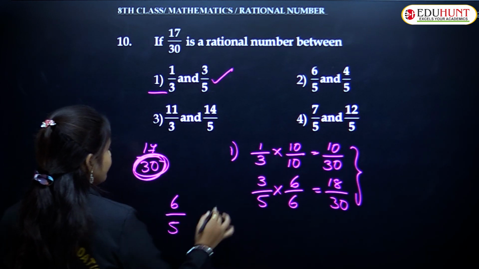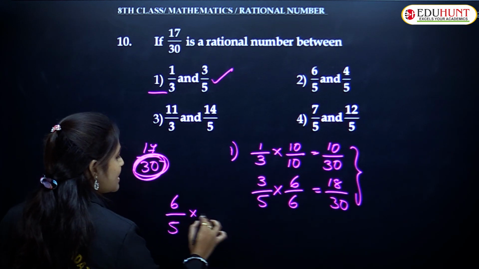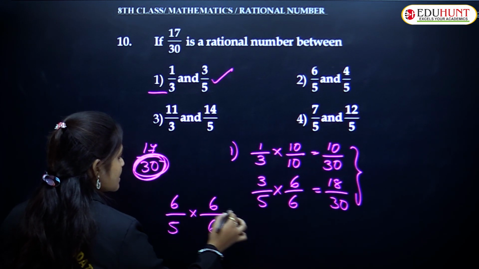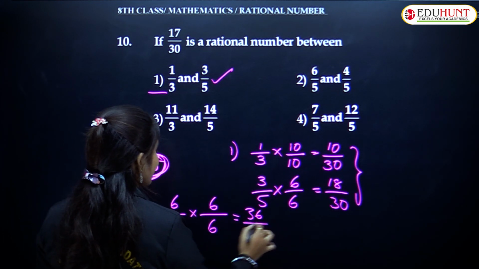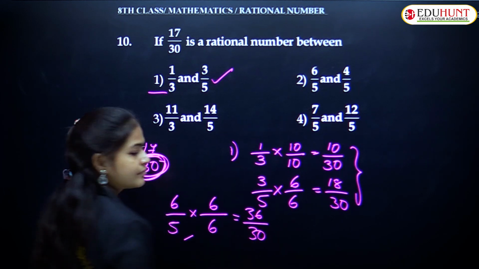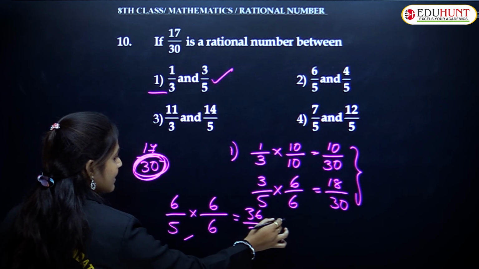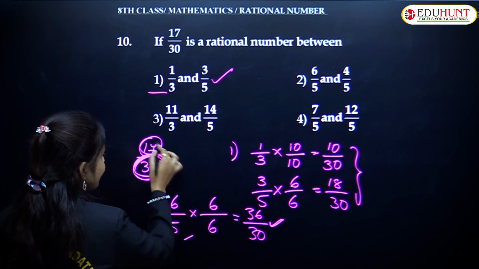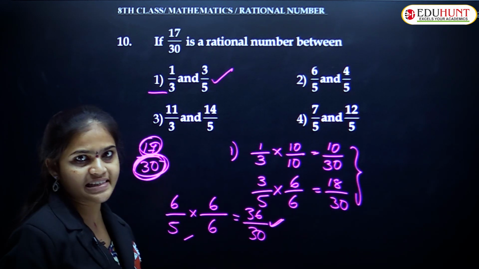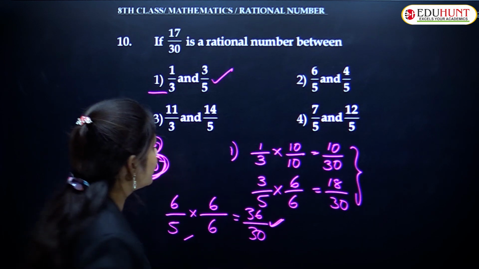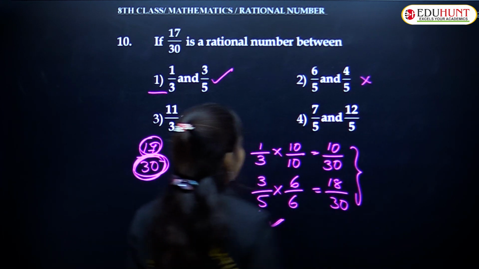6 by 5 and 4 by 5. To make the denominator 30, no? So 6 by 6, 36 by 30, since 6 fives are 30. Okay. Next, here we are getting 36, right? But we are having here 17, which is less than 36, so that is not satisfying. So the second option is not satisfying.